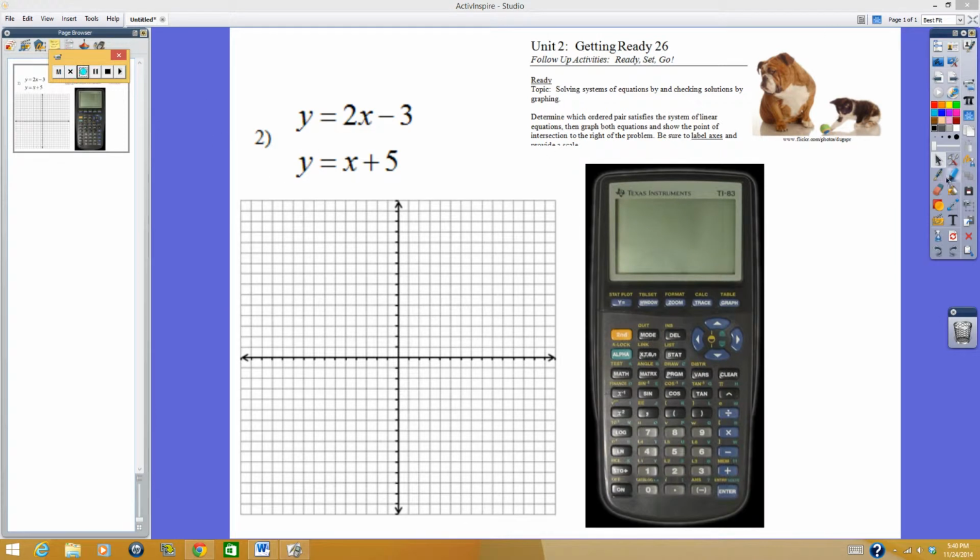So just to show you a little bit of how to graph the systems, we did it during class, but if you didn't catch it, here we go. I'll do number 2 on your homework, Getting Ready 26, just to show you how to get it done. We've got two equations, y equals 2x minus 3 and y equals x plus 5.